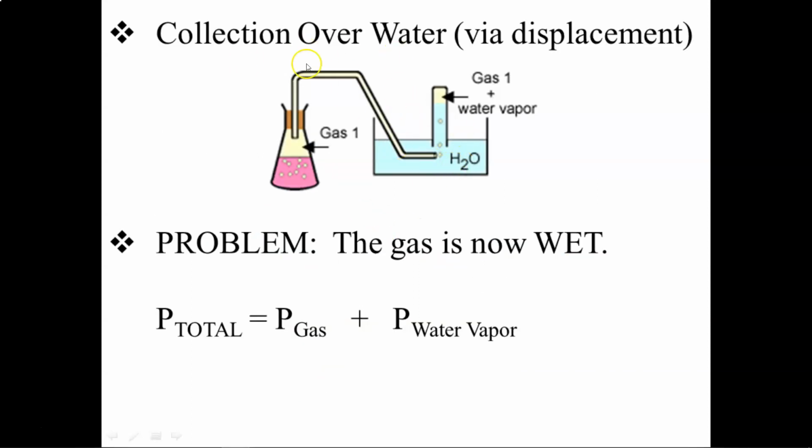Now there is a problem with this method in that the gas that you collect is now wet. As the gas travels through the water and into the grad cylinder, it pulls water molecules with it. Furthermore, there's also some evaporation that occurs between the water inside the grad cylinder and the gas phase. As such, the pressure that you measure here is not just the pressure of the gas you collect, but also the pressure of water vapor bouncing around as well.